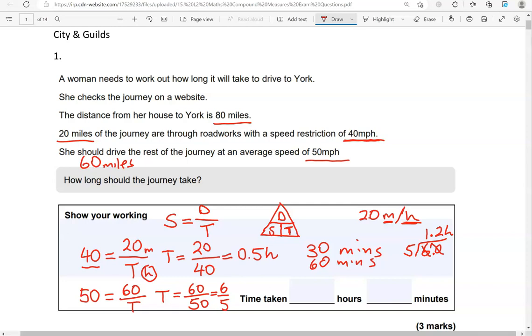What about the 0.2 hours? What is that in minutes? Well, we know that 0.1 is the same as 10%. So 10% of 60 is equal to 6. So 0.1 will be 6 minutes. 0.2 will be 12 minutes. So 60 minutes is 1 hour. 30 and 12 gives us 42. So 1 hour and 42 minutes for the total journey.